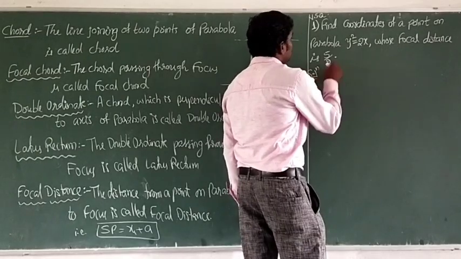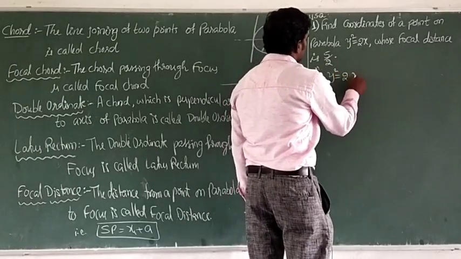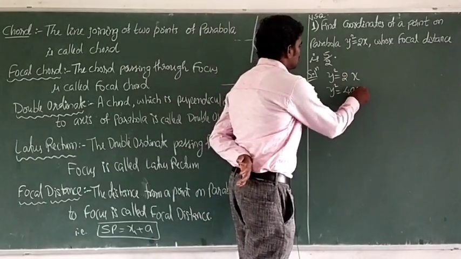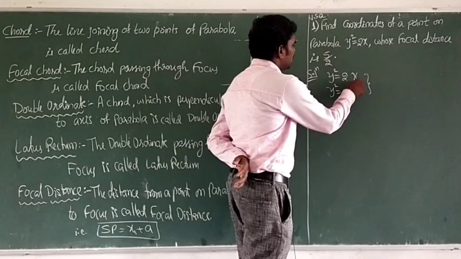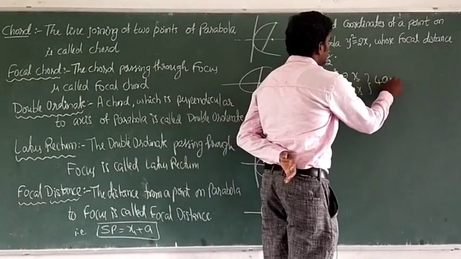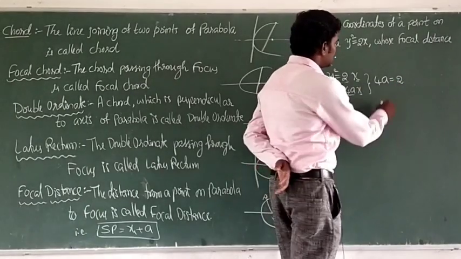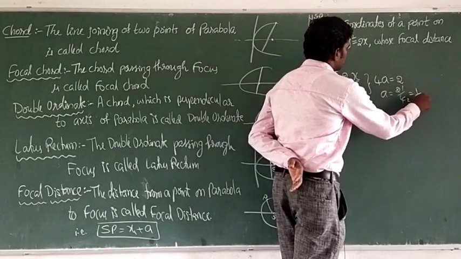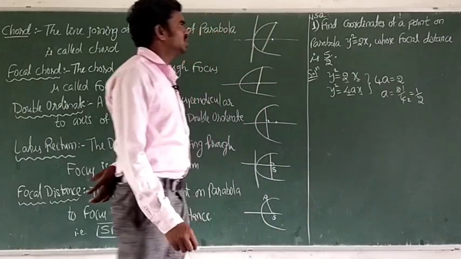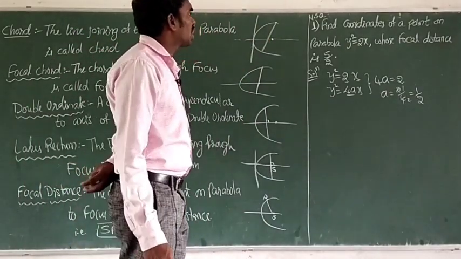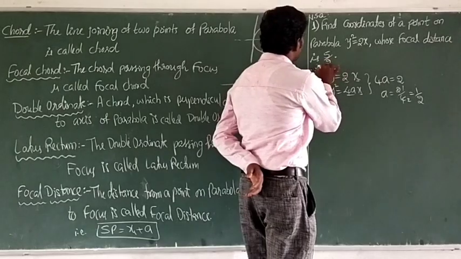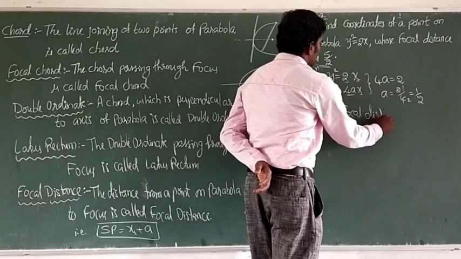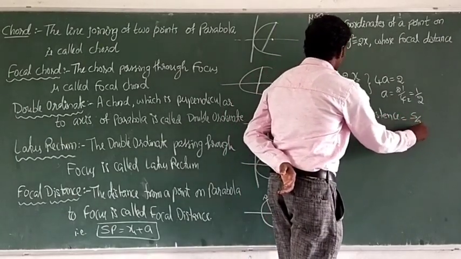Solution. The parabola y square equal to 2x is given. We compare it with the general equation y square equal to 4ax. Comparing these two, the x coefficient is 4a here and 2 there, so 4a equals 2. So a equals 2 by 4, which is 1 by 2. The a value is 1 by 2. And it is given that the focal distance is 5 by 2.